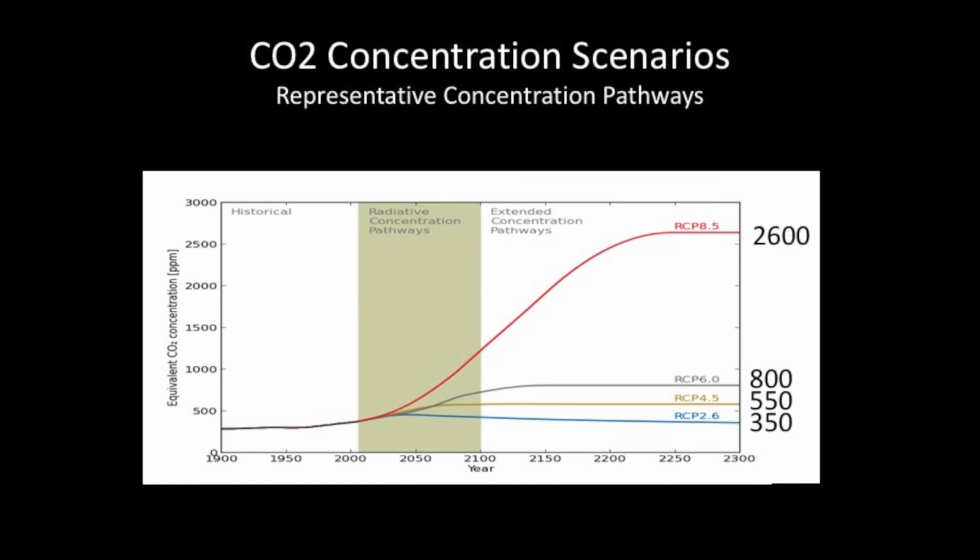And these are the equilibrium CO2 levels in the atmosphere for the two scenarios. The 2.6 has an equilibrium CO2 level of 350, whereas the 4.5 is about 550. So somewhere in that range, around 350 or a bit higher, this is what we're talking about here in this workshop.